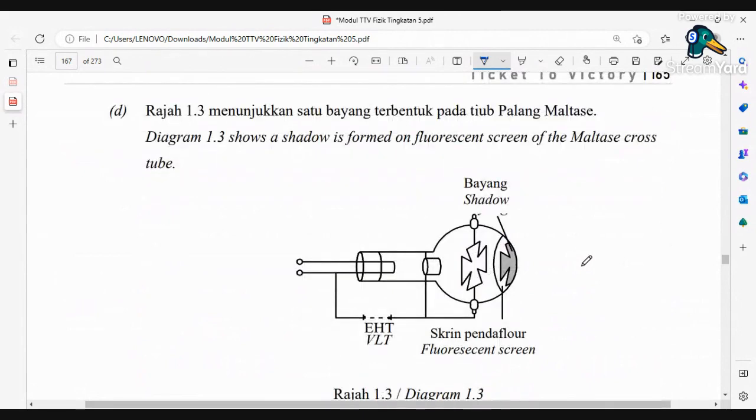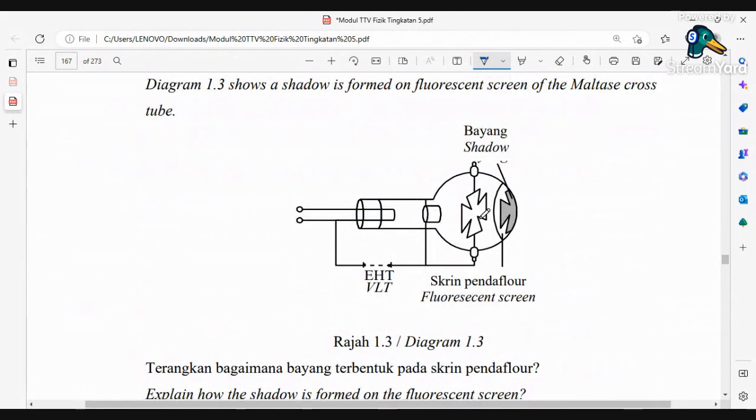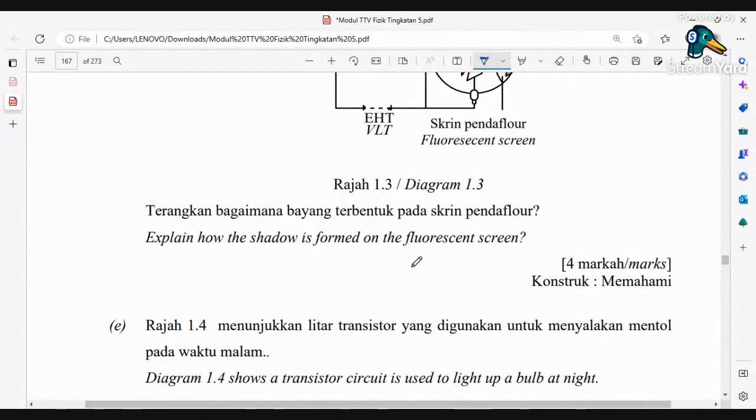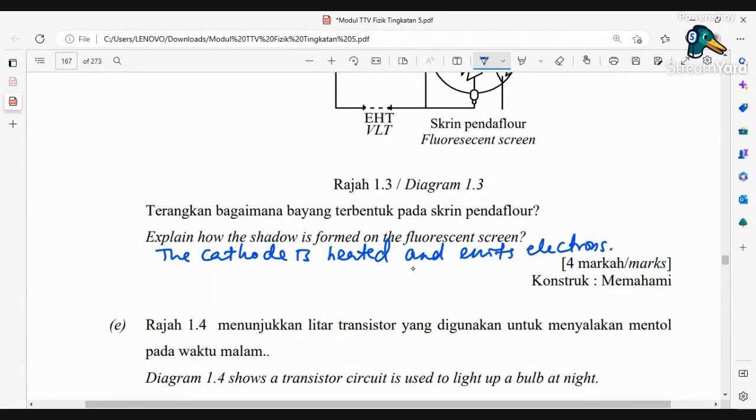Bahagian D, fluorescent screen of multi cross. Ini ialah multi cross. Explain how shadow is formed. So ini yang 4 marks tu you kena explain lah, start daripada cathode ray, the cathode is heated and emits electron.